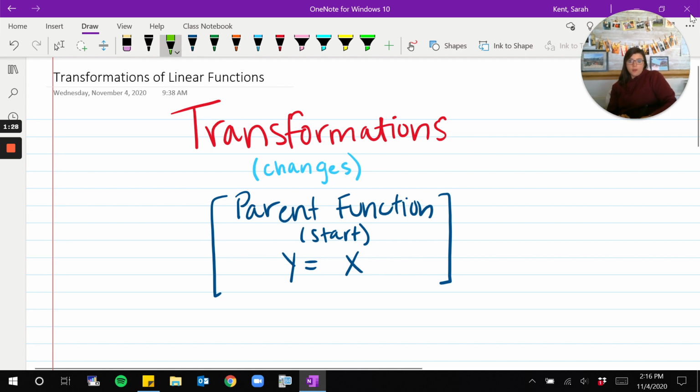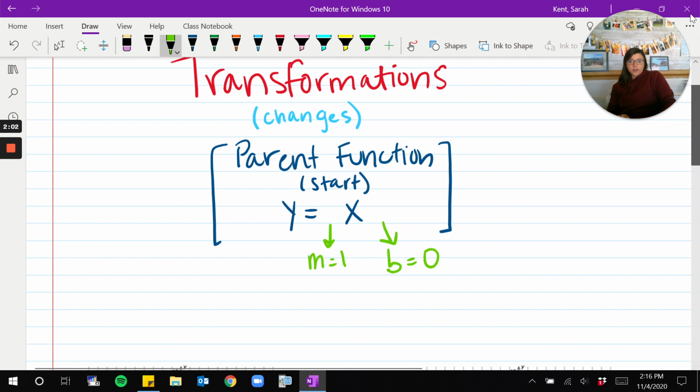And here, our slope is 1 because there's no number, and our y-intercept is 0. So it'll be y equals 1x plus 0, or just y equals x. So we're going to see how, if we change the slope, how does the graph change? And if we change the y-intercept, how does our graph change? So let's take a look.